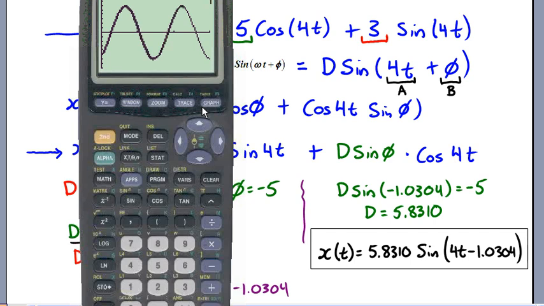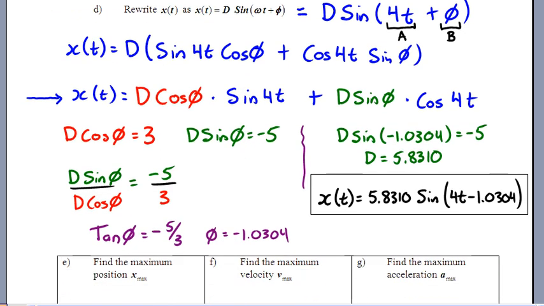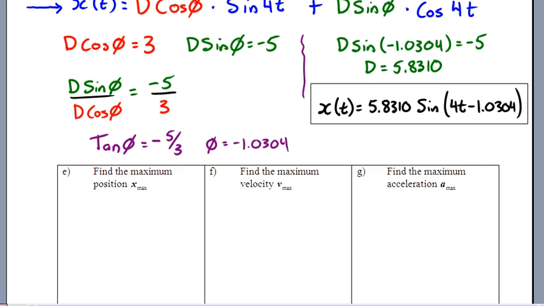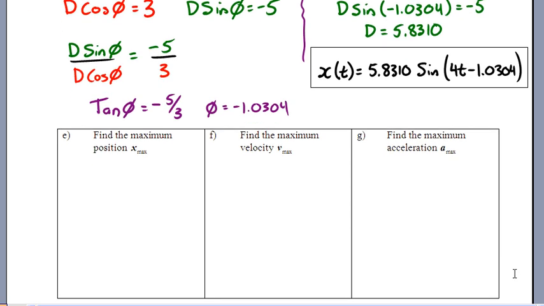Okay, and if I graph it now, you can see it just sits right on top of the old answer. So I haven't found anything new, but I've just got a new way of expressing it. In some ways, a much, much more useful way of expressing it. So if somebody asks me, well, what's the maximum position your bungee jumper, your bouncing mass ever gets to? Oh, it's so easy now. I can just say, hey, that's just the value D, the number out front. So the maximum position, it's just 5.8310 meters.